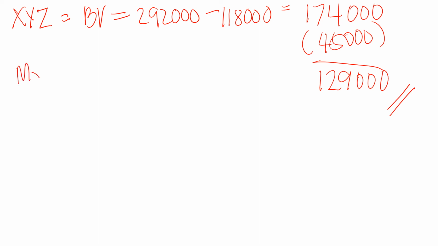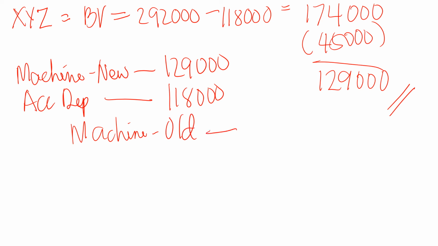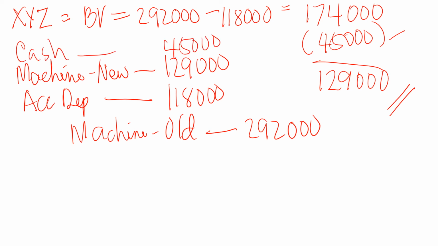So, i-debit ko yung machinery, take note, this is new, at 129,000. The old machine should be de-recognized. So therefore, I need to debit the accumulated depreciation of the old machine, and that is 118,000. There is no gain or loss, so therefore, I need to credit yung machinery, old. So the original cost is 292,000. Oh, I forgot, we received 45,000 cash. So magde-debit ako ng cash for 45,000. So let's check if our debit should total 292. So 45,000 plus 129,000 plus 118,000, that is 292,000. So this is the end of our journal entry.